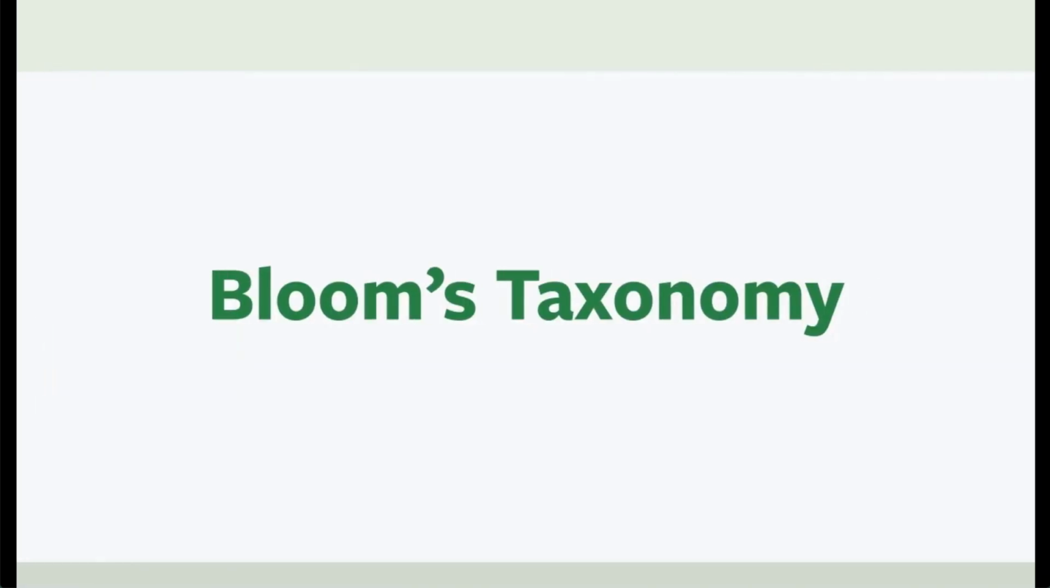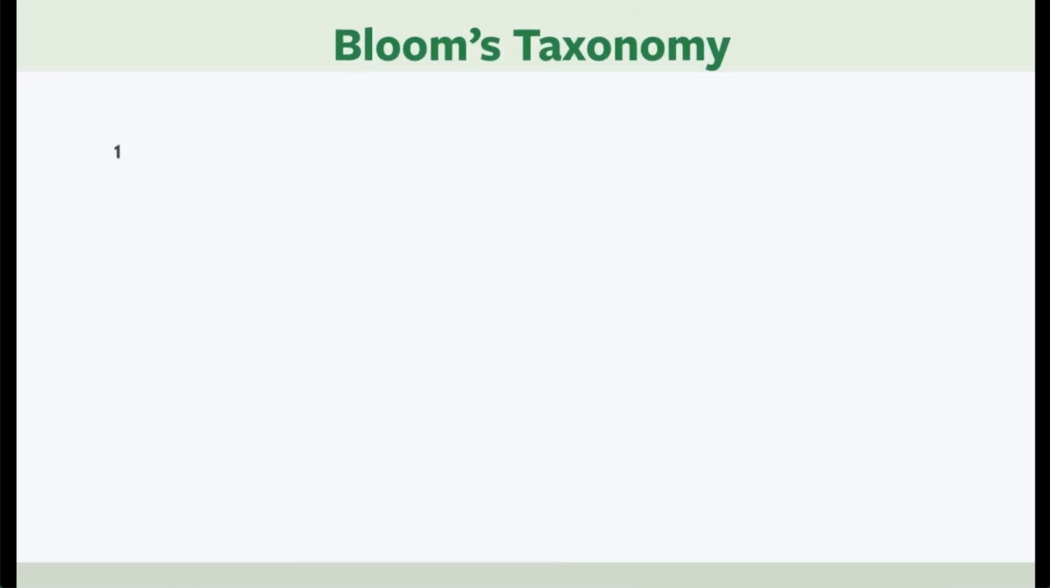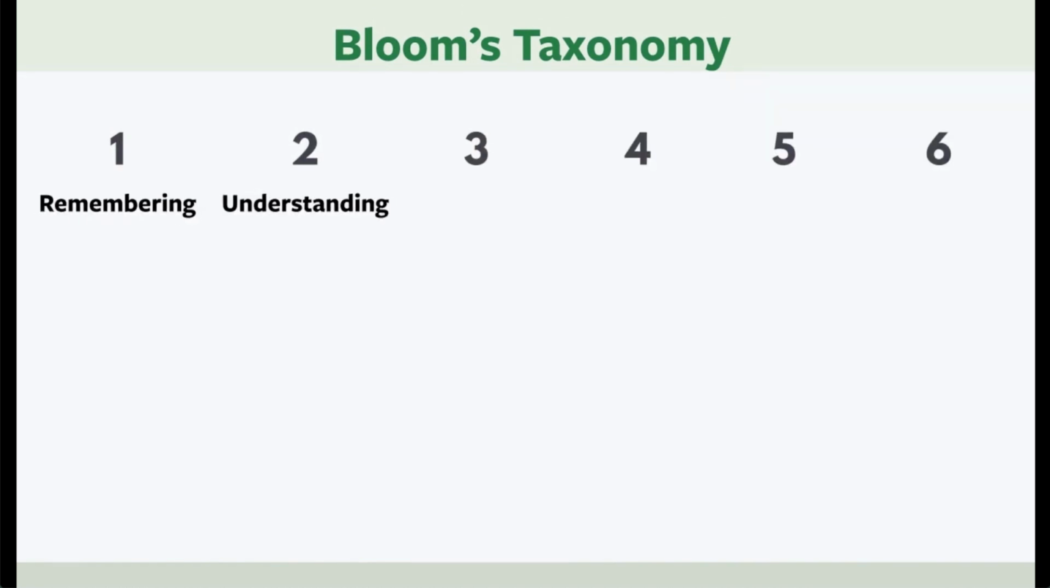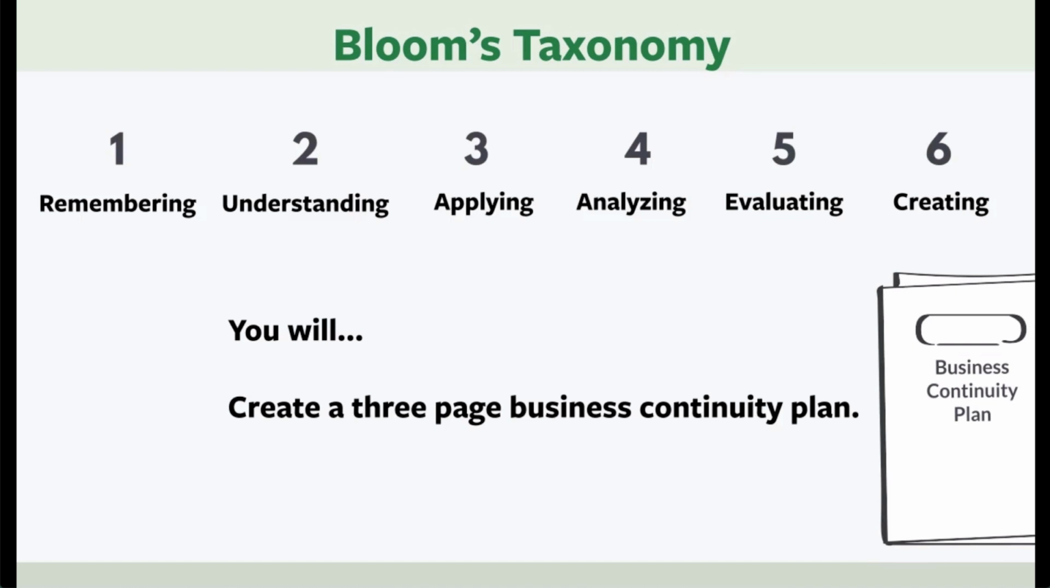Bloom's taxonomy is a tool learning professionals use to develop learning objectives. You will be using a revised Bloom's taxonomy verb chart to develop the learning objectives for each of your modules. Here's how it works. There are 6 levels in Bloom's taxonomy: remembering, understanding, applying, analyzing, evaluating, and creating. These are your starting point. Use them to clearly state what students need to be able to do as a result of the instruction.